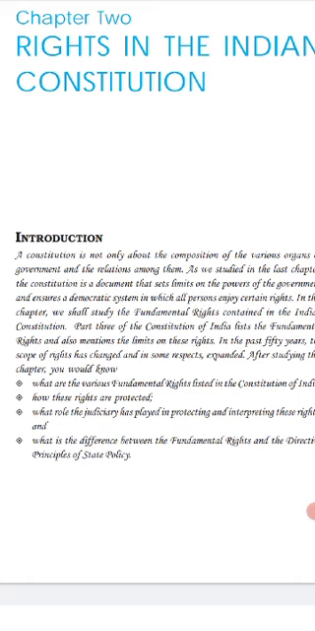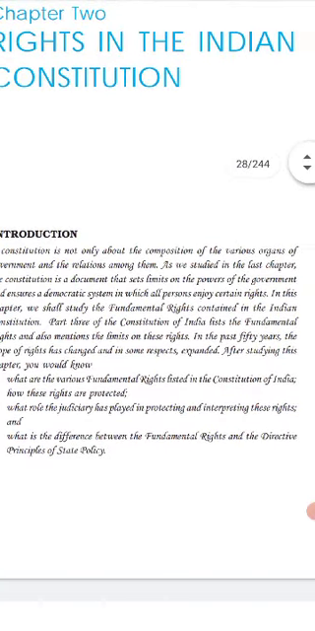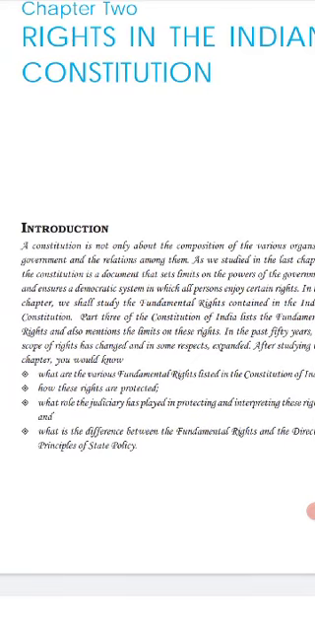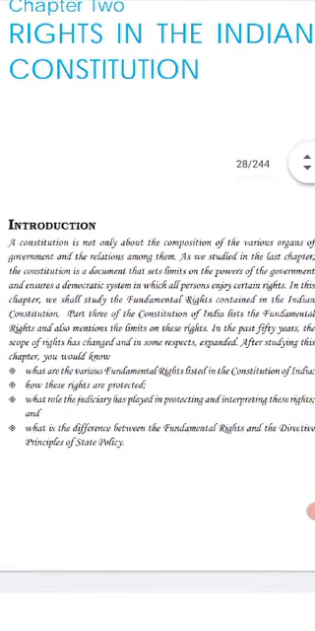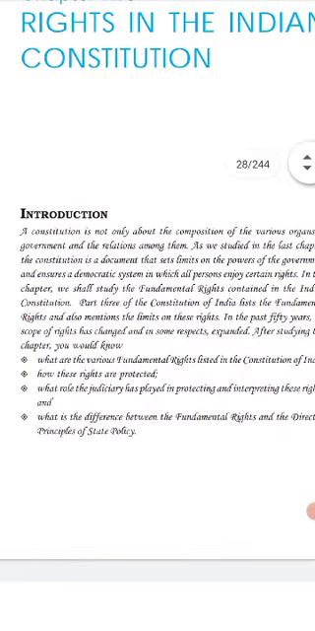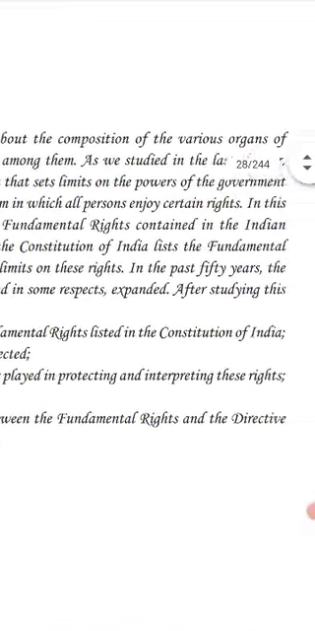Now again, let's recall. A constitution is not only about the composition of various organs of the government and the relation among them, as we studied in the last chapter, but the constitution is a document that sets limits on the powers of the government and ensures a democratic system in which all persons enjoy certain rights.